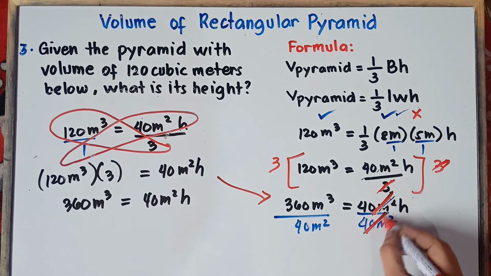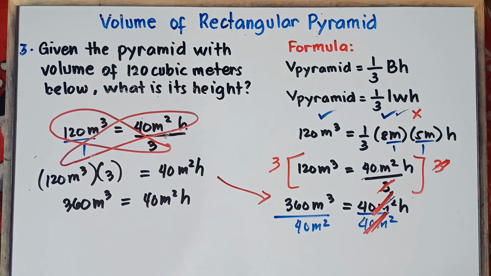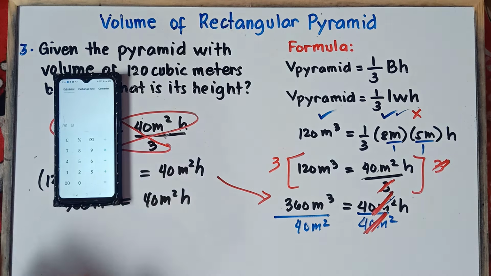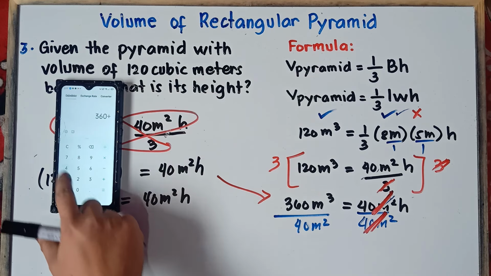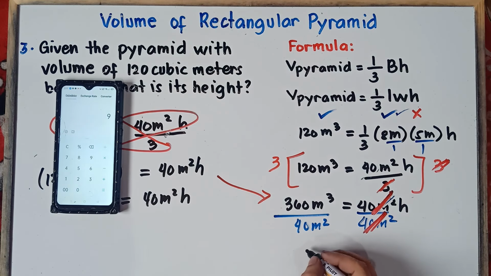Okay, so divide by 40 meters squared, cancel this out, and then simply divide this one, class, and you're all set. Simple as that, class. So this will be 360 divided by 40, and the answer is 9.